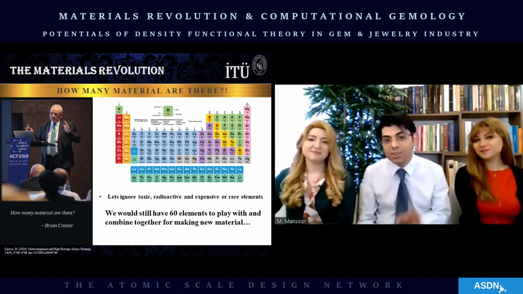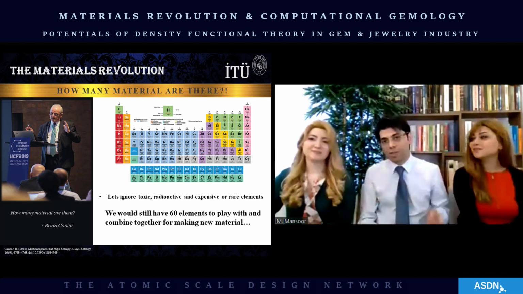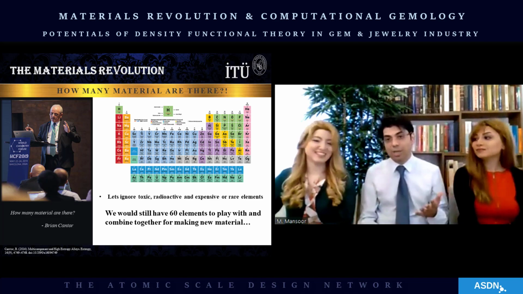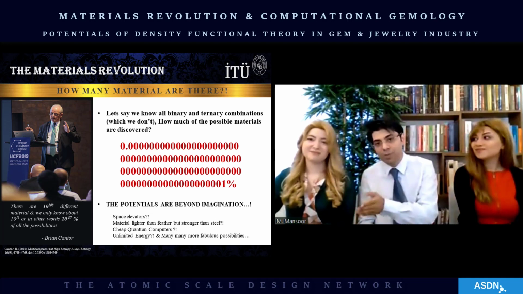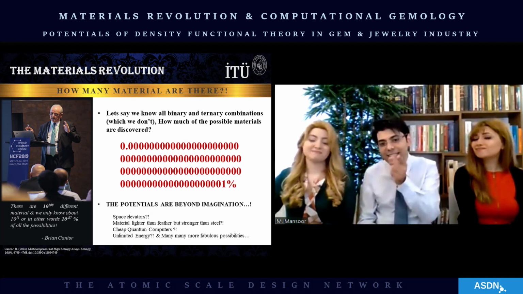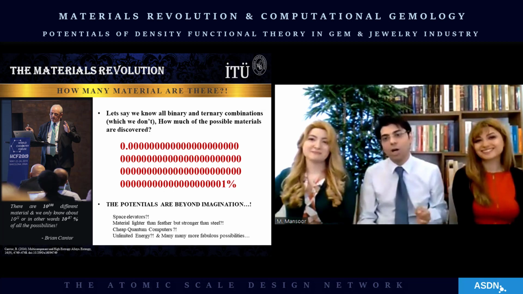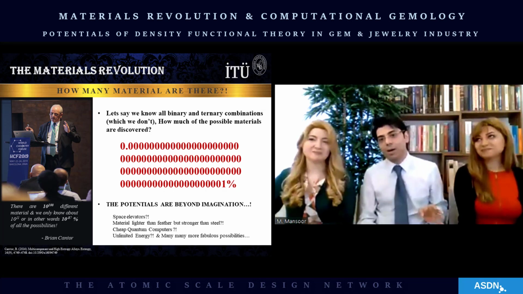So if we consider that we know all of those binaries and ternaries, which is an overestimation because we really don't, the fraction of materials we have covered is a tiny, tiny, tiny fraction of 1%. So in fact, we really don't know anything about the possibilities in the world of material science.